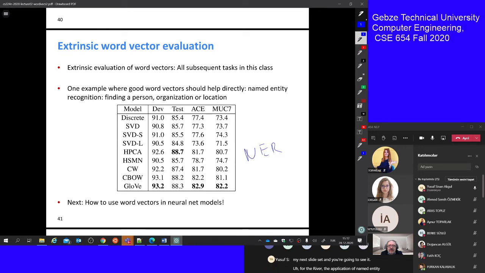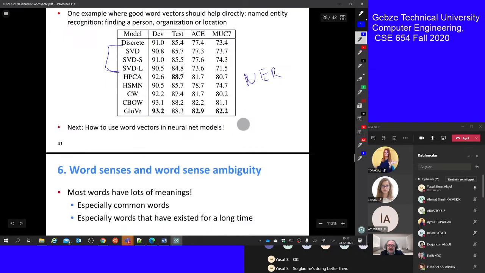For the real world application of named entity recognition, it looks like for most of the data sets, GloVe is doing better than the other ones. GloVe, word2vec. These are standard applications of singular value decomposition on the co-occurrence matrices. Okay, so GloVe is doing better than the others.